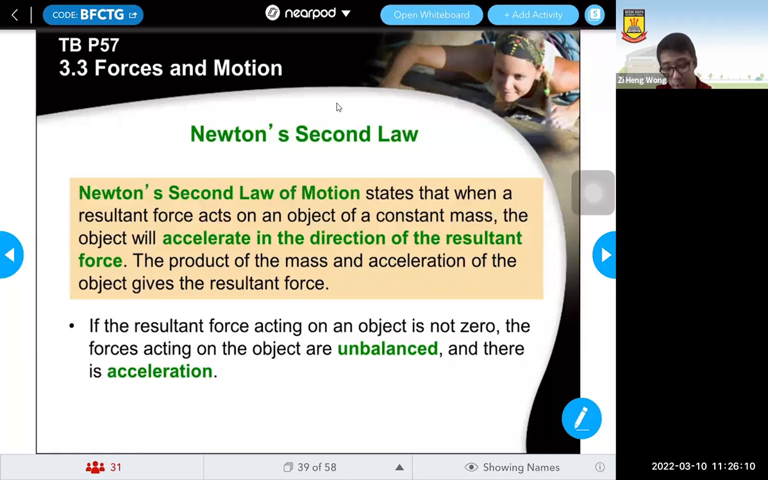That's all. So Newton's second law states that when a resultant force acts on an object, the object will accelerate in the direction of the resultant force. The calculation part is that the product of the mass and acceleration of the object gives the resultant force. We will come to this formula again. Basically, if the resultant force acting on the object is not zero, the forces are unbalanced, and there will be acceleration. So the first law says resultant force zero, no acceleration. The second law says resultant force not zero, there will be acceleration.